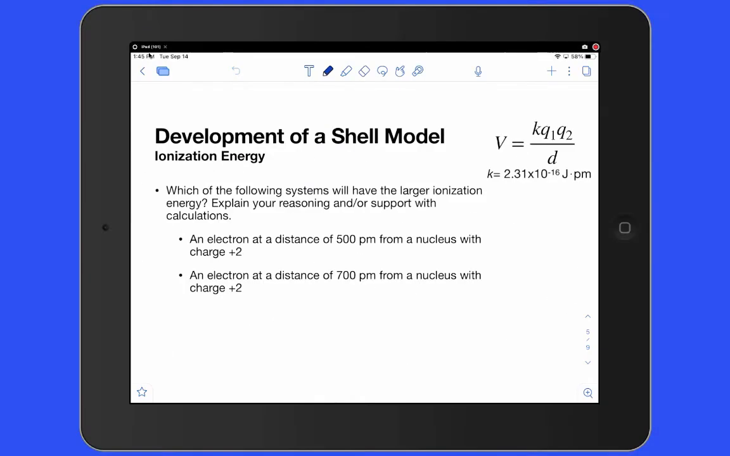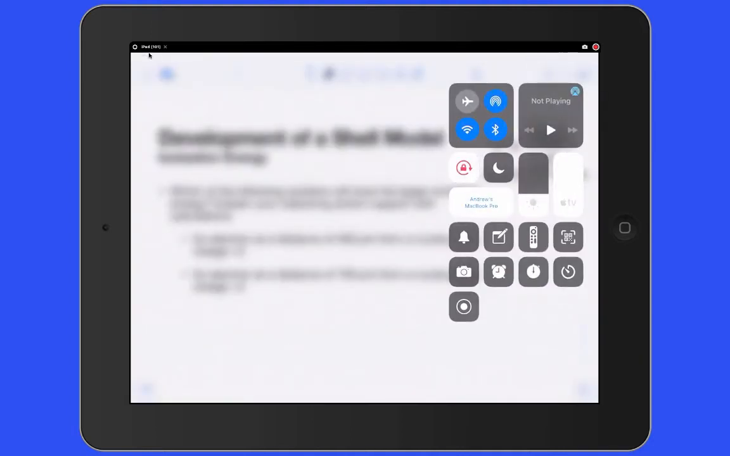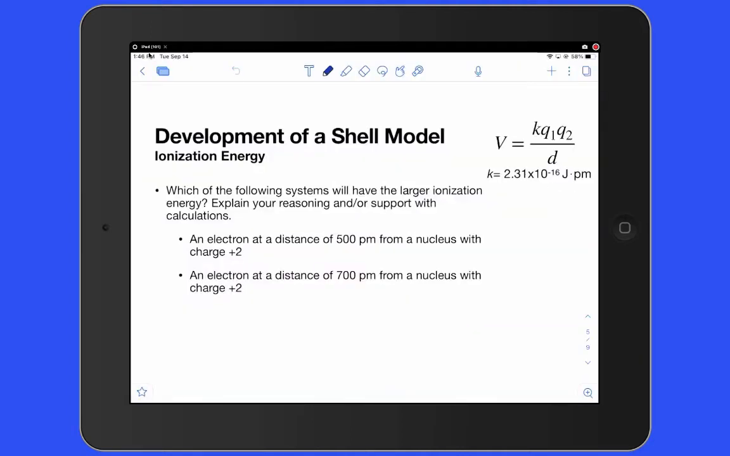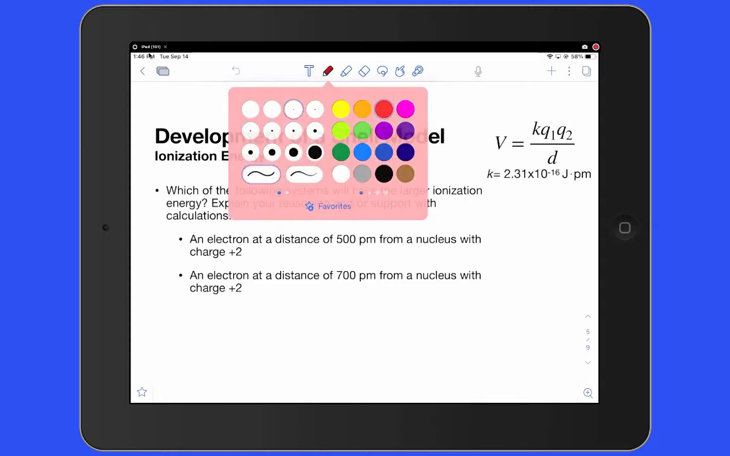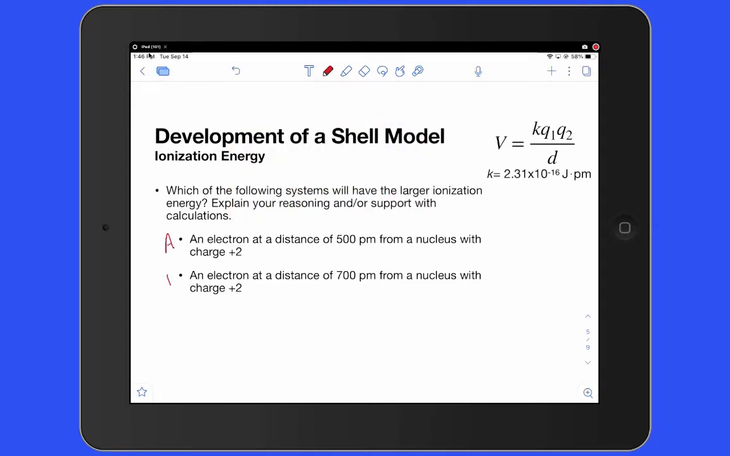I'm going to call, hold on, I want to lock this. I'm going to call this A and this B. Okay? Which of the following systems will have the larger ionization energy? Meaning, which one will be harder to remove the electron from?